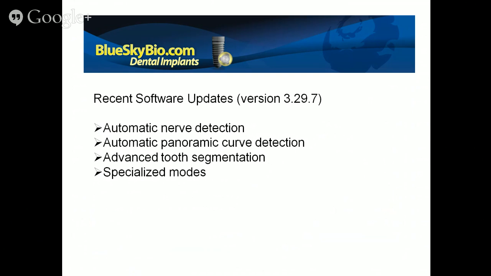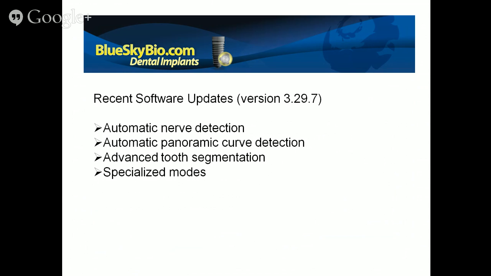Just a minute regarding our recent software updates. If anybody hasn't yet downloaded the software, it could be downloaded at no cost from our website at blueskyplan.com. The latest version that we have is 3.29.7. If you have an older version, you could go ahead and download the new one and install it on top of what you have. It will use your existing license. You won't need a new license. You don't need to uninstall the previous version. Just go ahead and install on top of that.